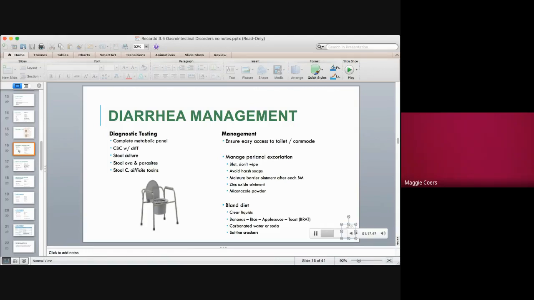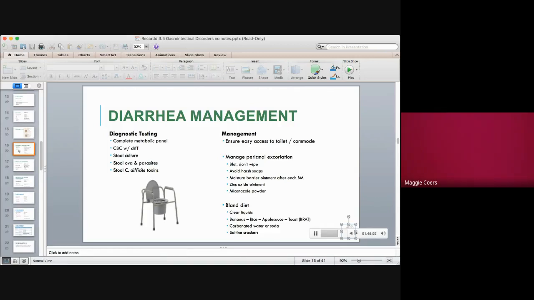As for nursing management, we need to make sure that the patient has access to a bedside commode so they can use it very quickly. Help prevent and manage that excoriation. We can tell the patients to blot, okay, their rectum, not wipe. Okay, to avoid those harsh soaps, moisturize and put a barrier ointment on to help protect skin. Zinc oxide can work very well, like Desitin, in case of name.